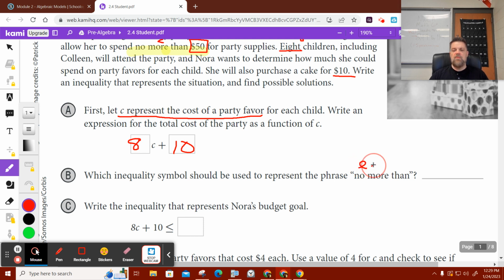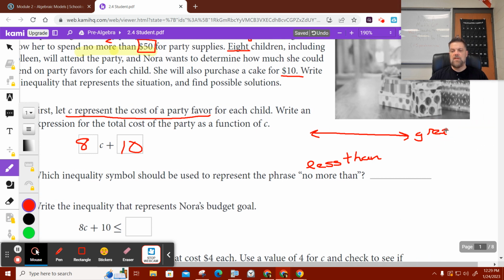No more than means that it would be less than, right? Which way does the less than symbol point to? And remember, when we say greater, we're going to go to the right. Shoot, I really kind of screwed that up. Greater than points to the right, and less than or lesser points to the left. So if it's less than, then it'll point to the left.